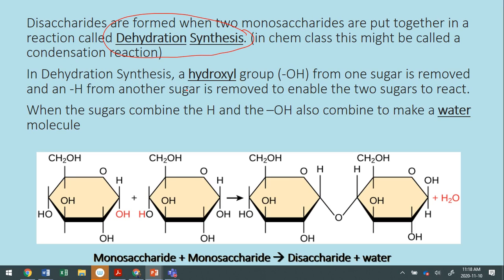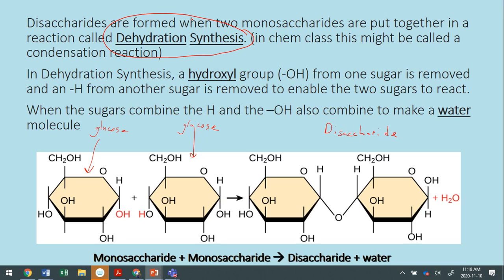What is dehydration synthesis? Well, it's an anabolic reaction. And what happens is we take two sugar units. Okay, so let's say that this right here is a glucose, and right here is another glucose. Those are monosaccharides. And what I want to do is join them together to make a disaccharide. In order to do that, there's a special chemical reaction called dehydration synthesis that occurs.